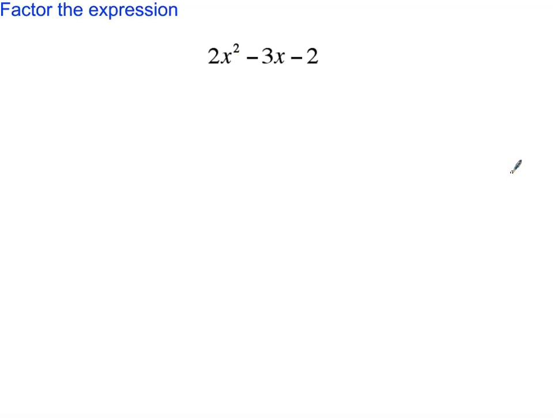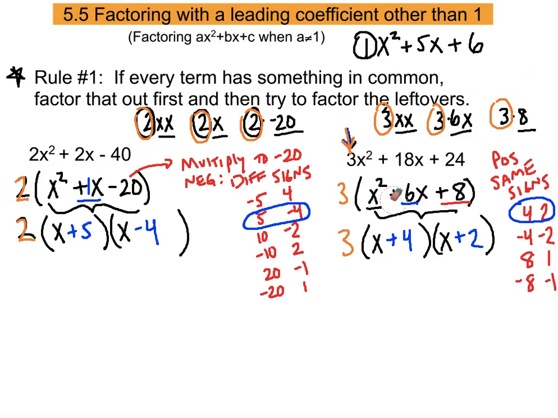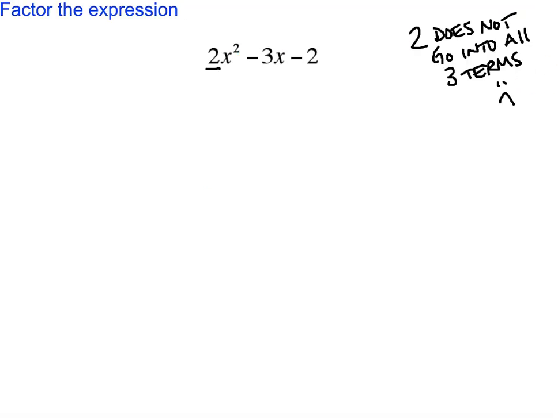Okay, let's try this one. So the first thing I do is I look at that leading coefficient of 2 and I ask myself, does 2 go into all 3 terms? 2 does not go into -3. 2 does not go into all 3 terms. If it did, that would have been great because we would have factored it out first, just like we did on these first 2 examples, but it does not.